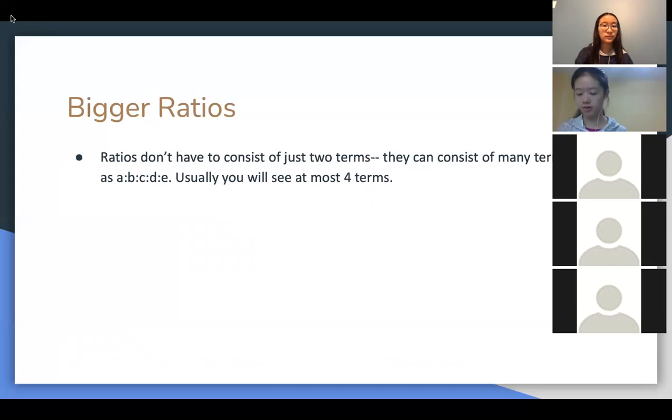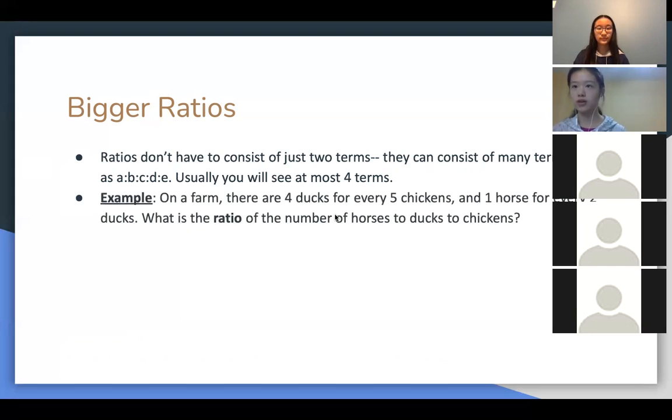So now we're going to take a quick look at bigger ratios. So far, we've looked at ratios that consist of just two terms. They're in the form a colon b or a over b. But ratios can consist of many terms like a colon b colon c colon d colon e, or a, b, c, d, and e can be any number. But usually you won't see those as often. Usually you'll probably see like 4 terms at most.